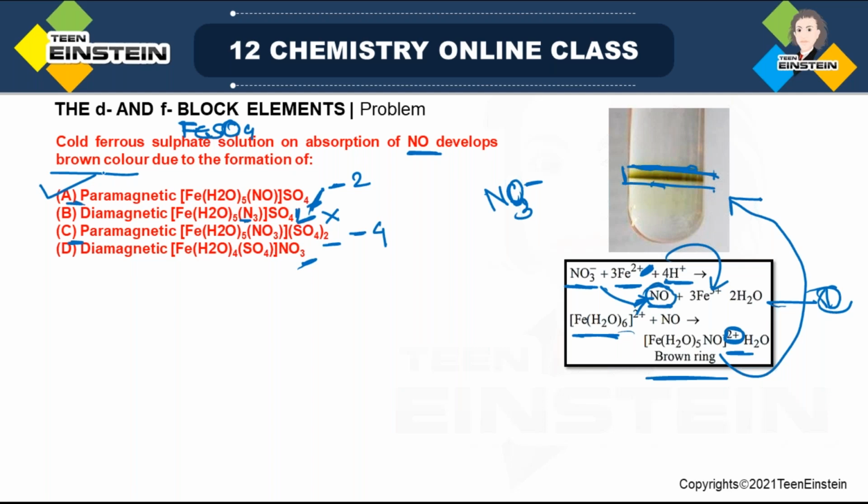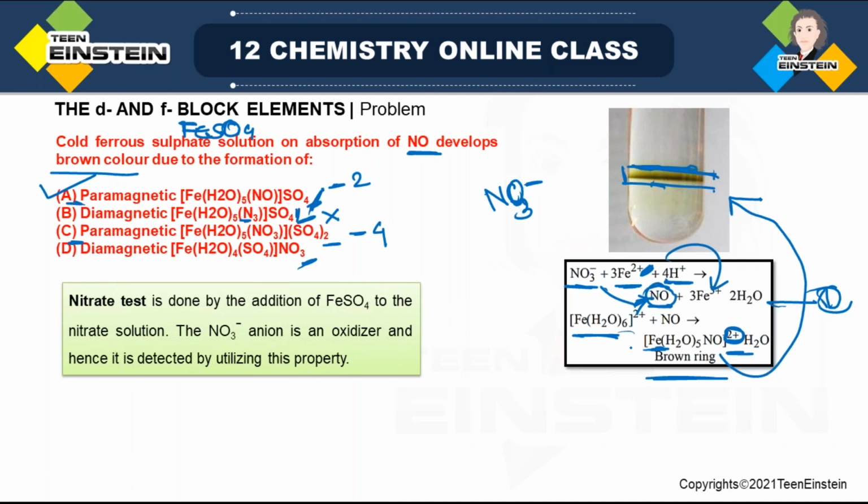But if you do not know the formula, then there is no question of understanding whether it is para or dia. So first you have to understand the formula, because if you know the formula, then only you will be able to understand the oxidation state of iron. And if you know the oxidation state of iron, then only you can understand how many d electrons are there, and depending on that you will be able to understand whether it is paramagnetic or diamagnetic. Though we know it is option A, we have to understand why it is paramagnetic.